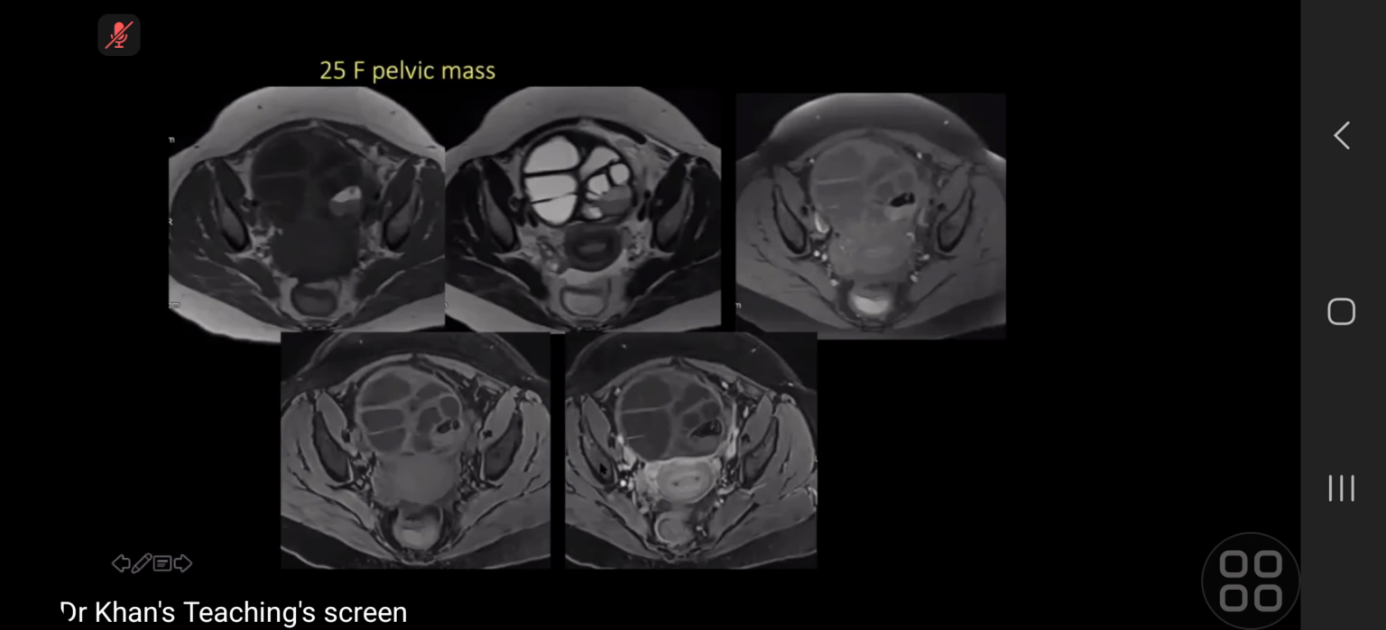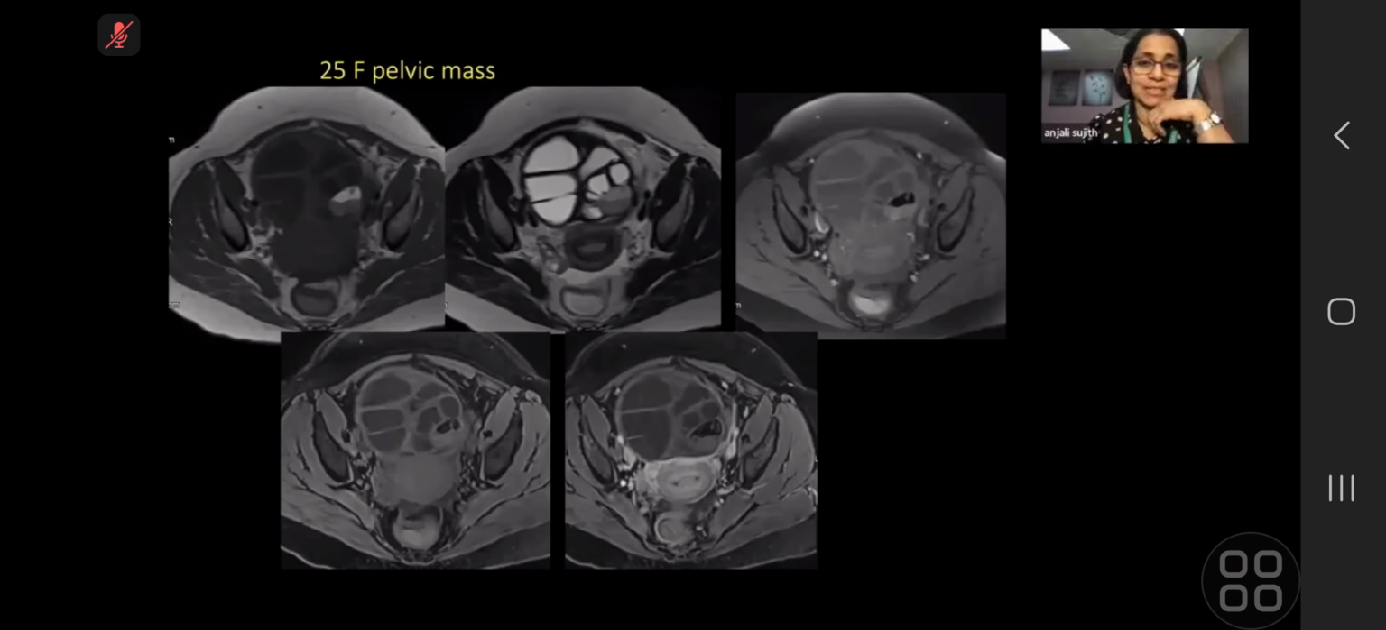So putting these together, because of both fat content and fluid content, I was thinking this could be a dermoid cyst, but not 100% sure. I think it is, yeah. It is a dermoid cyst.